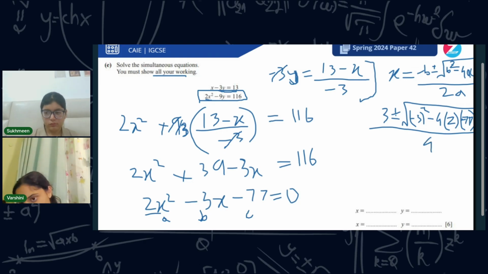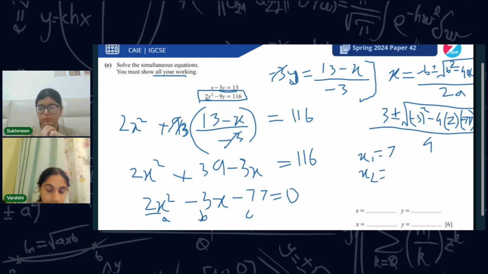So now from here, you could either just put this in your calculator, calculate first 3 plus the root of all of this, divided by 4, and then 3 minus the root of this, divided by 4. Or you could just use the quadratic equation solver in your calculator and type in all the values of x squared and x, and make sure you do this to recheck that your answer is right. So if you type in the values in your calculator, or you just use your formula, you should get x1 equals 7 and x2 is going to equal minus 5.5.